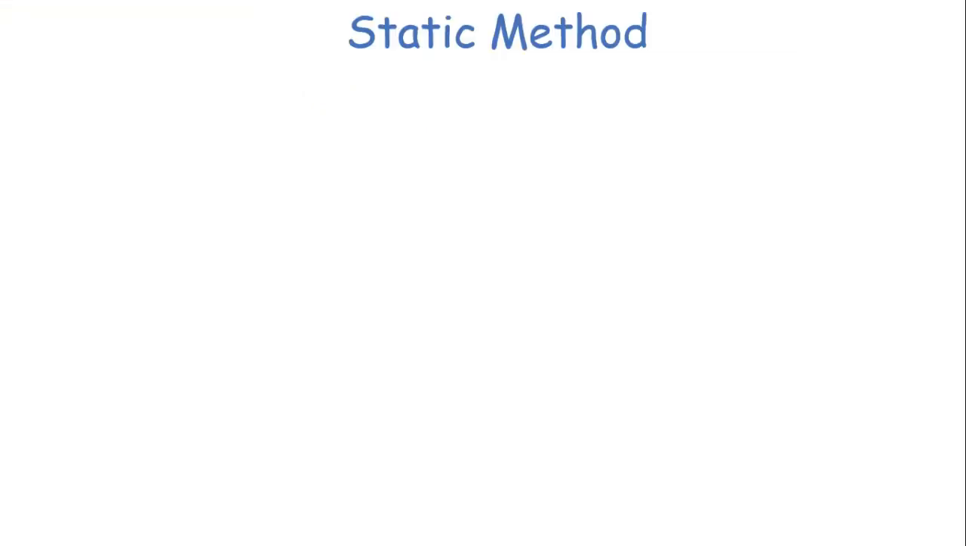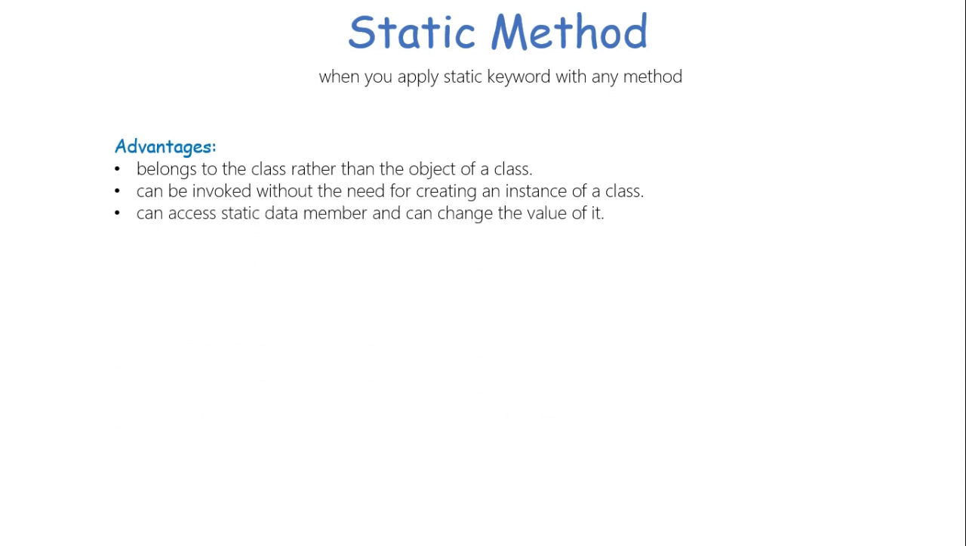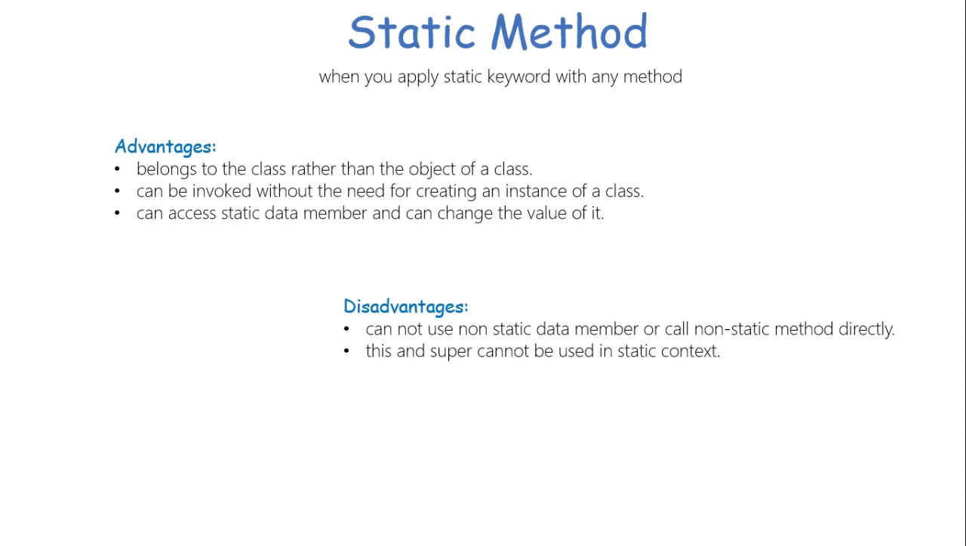Now let's see the static method. When you apply the static keyword to any method, your method is static. The advantages are that a static method belongs to the class rather than the object of a class. It can be invoked without the need for creating an instance of a class, and it can access a static data member and change its value. The disadvantages are that it cannot use a non-static data member or call a non-static method directly. The this and super keywords cannot be used in a static context, and it cannot be used to override a method. Let's see the example in Eclipse.